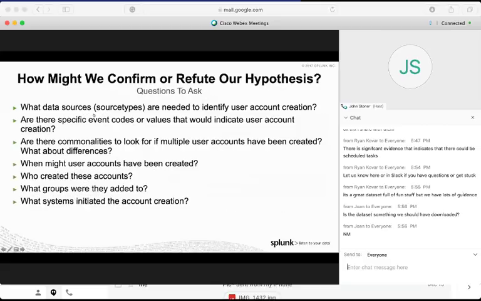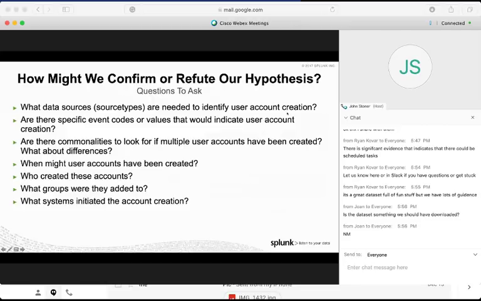So what are some of the things that we might do to confirm or refute our hypothesis, right? And again, in this case, we're kind of in confirm mode, but you get the idea. So again, I want to look at what data sources could I be using to identify the user account creation, right? What are the specific event codes or values that would indicate user account creation, okay? What are some of the commonalities to look for if multiple user accounts are created? And then also, what are the differences, right?